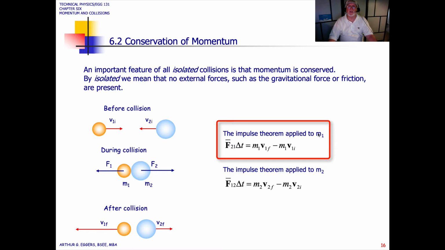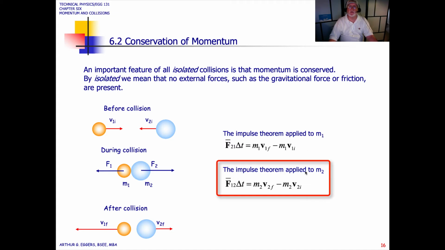So the impulse theorem applied to mass 1, which would be the smaller mass in this case, we're looking at the average force 2 on 1. So we're looking at what the force is from mass 2 on 1 over the interval of time that the collision occurred. And so we have mass 1, velocity 1 final, minus mass 1, velocity 1 initial. So we've isolated the collision between 1 and 2 to just the momentum for mass 1 and velocity 1.